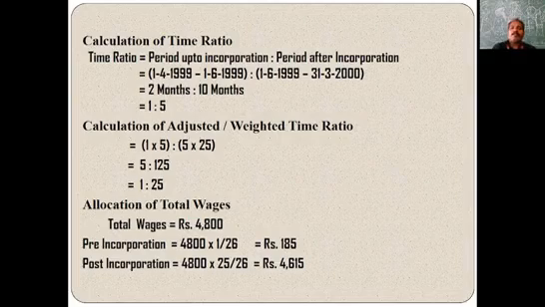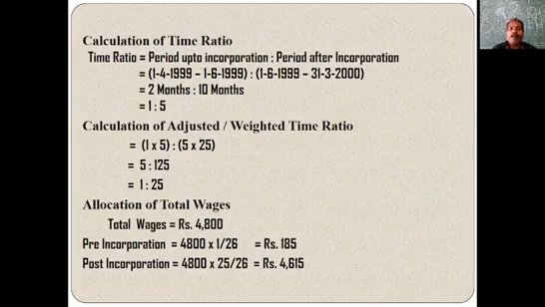So based on that, the period before incorporation is 1/4/1999 to 1/6/1999, and the period after incorporation is 1/6/1999 to 31/3/2000. From 1/4/1999 to 1/6/1999, we have only 2 months, April and May. From 1/6/1999 to 31/3/2000, we have 10 months. That means the ratio is 1:5.